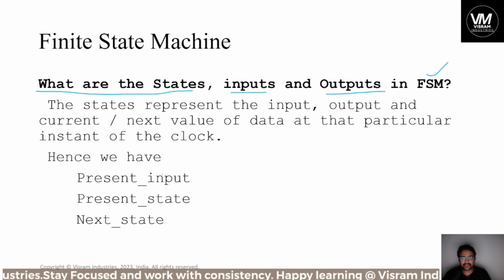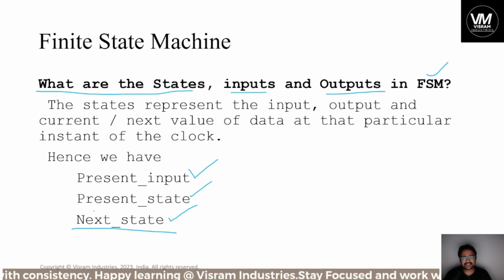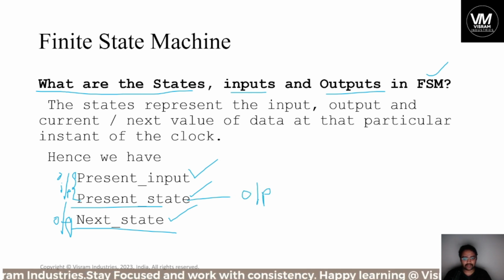We know that the inputs are the present input and present state. The next state generated after the next state block is nothing but the next state, which is the output at this point. Present input and present state are inputs. But we can also see that present state is the output of the memory block.